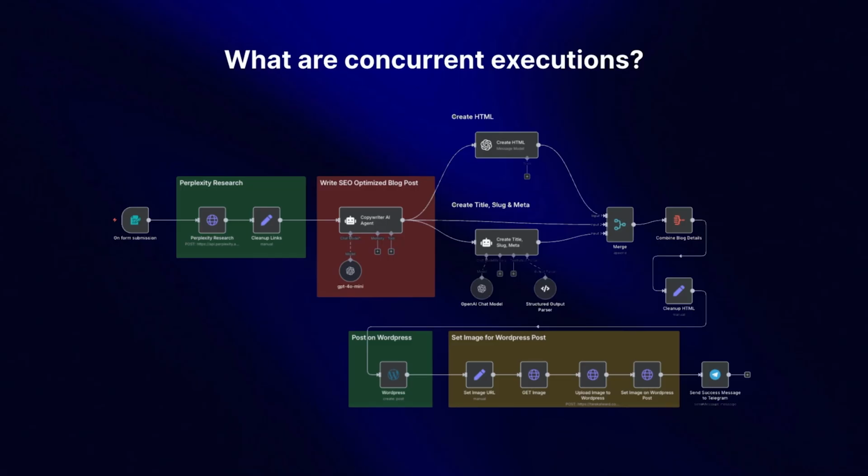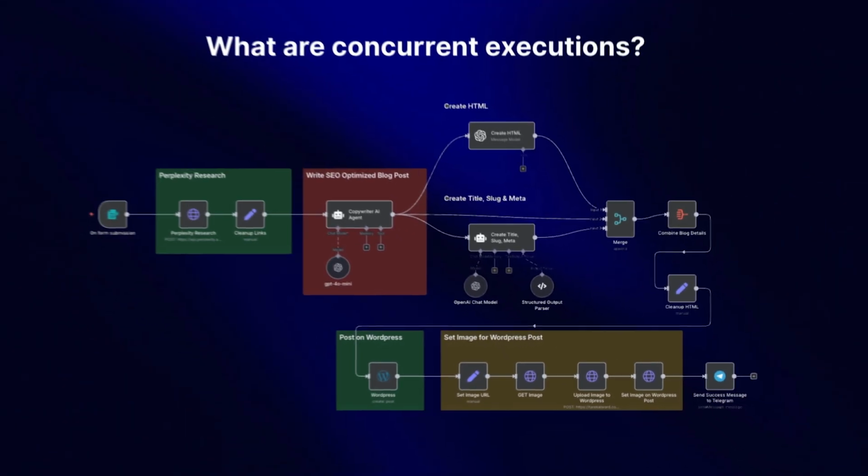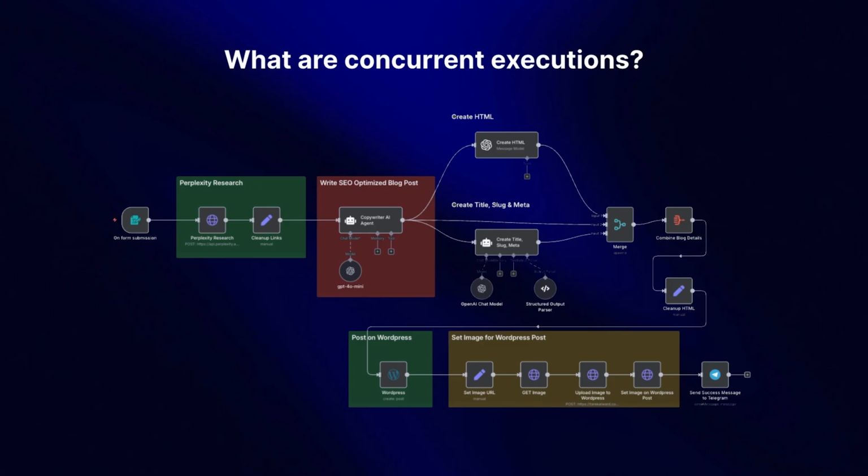Let's get an understanding of what executions and concurrent executions are so we can really understand what N8N is offering on their different plans. So what we're looking at now is a blog post writer workflow from N8N, and an execution would be running this workflow from start to finish. So let's say you offer this blog writer to 3 or 4 clients, and they're going to run it at the same time. That's 4 concurrent executions.